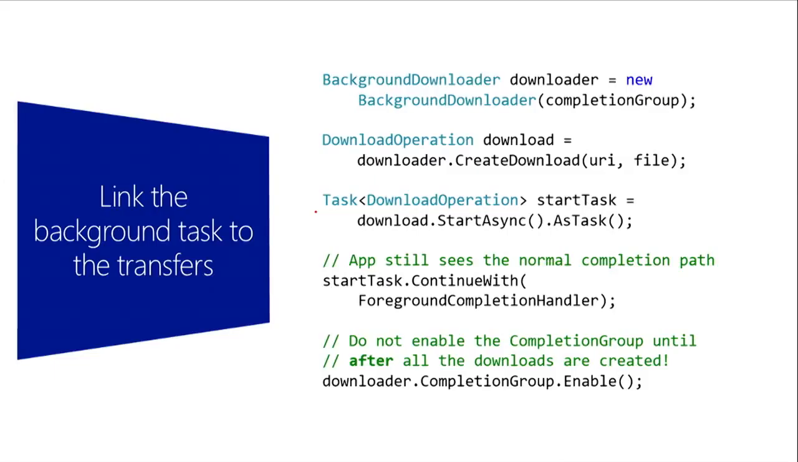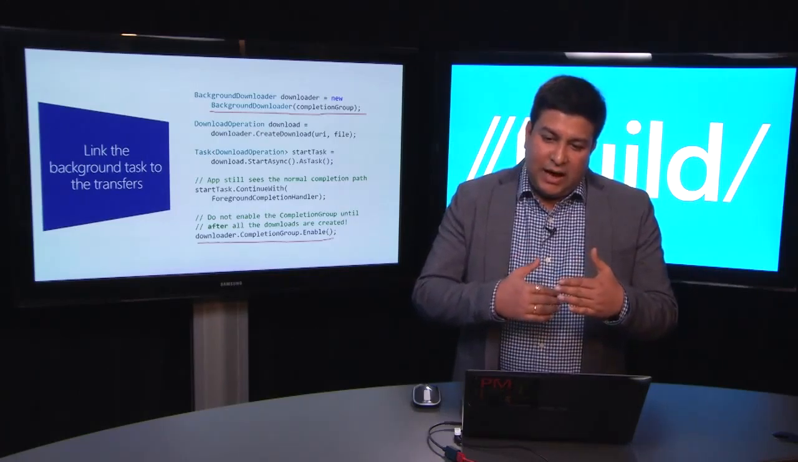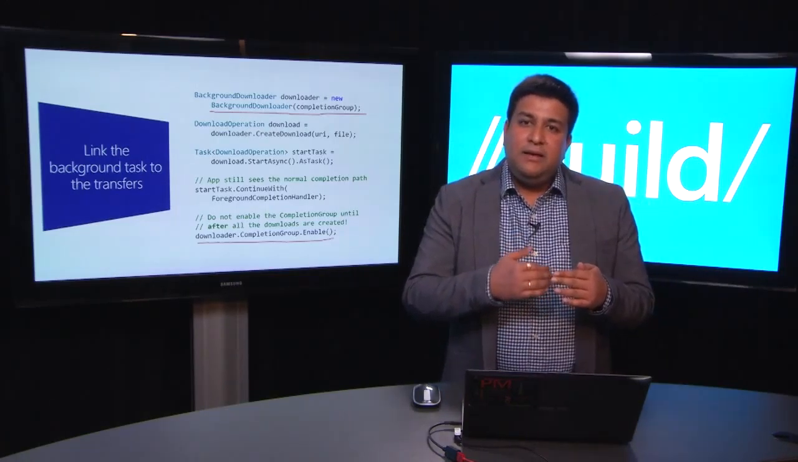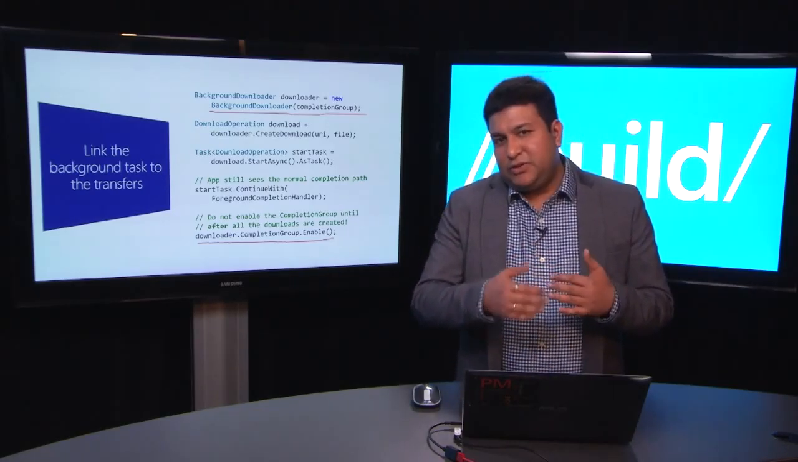The next step is to link the background tasks to the transfers. That's also a very simple piece of code. As usual, we create a downloader to add the transfers. In the BackgroundDownloader constructor, you can pass the completion group to which it belongs. Then you add, as usual, all the download operations to the downloader, and at the end, after adding all the transfers, you have to call completionGroup.Enable. What it means is really a transaction commit kind of thing. You are indicating that after all these transfers are done, only then spawn the background task.